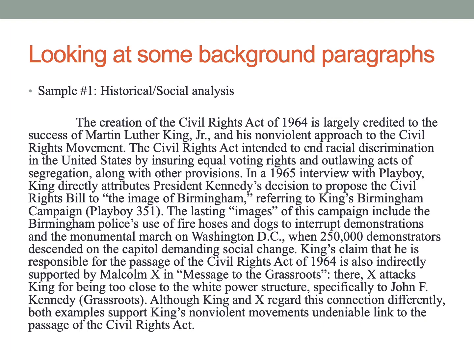So you see those facts in there about numbers of demonstrators, and then you have King's claim that he is responsible for the passage of the Civil Rights Act of 1964 is also indirectly supported by Malcolm X in Message to the Grassroots; there, X attacks King for being too close to the white power structure, specifically to John F. Kennedy. Although King and X regard the connections differently, both examples support King's nonviolent movements undeniably linked to the passage of the Civil Rights Act.